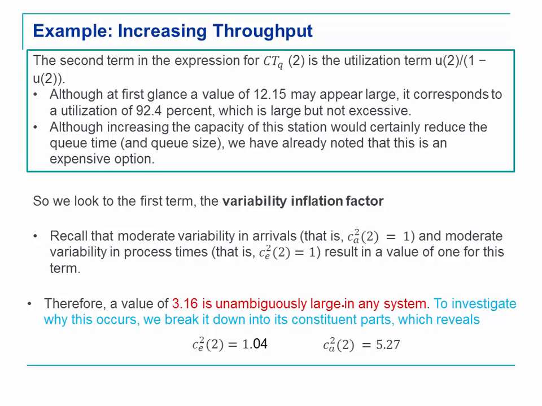So we look to the first term, the variability inflation factor, and recall that moderate variability in arrivals, that is the squared coefficient of variation of the arrival process equals 1, and moderate variability in process time, that is the squared coefficient of variation of the effective processing time of 2 is equal to 1, result in a value of 1 for this term. Therefore, a value of 3.16 is unambiguously large in any system. So we want to know why this is the case.